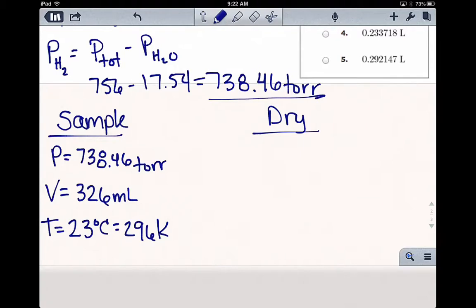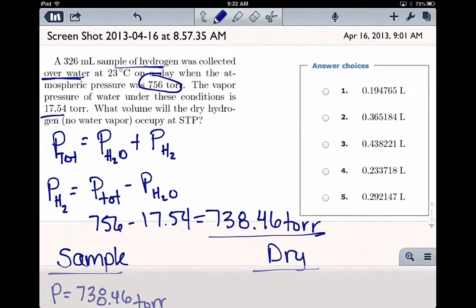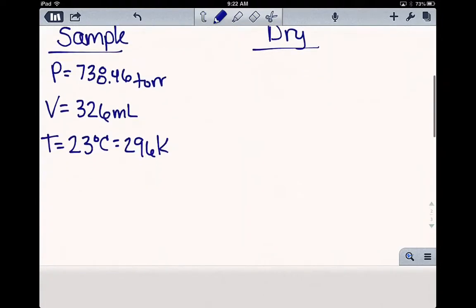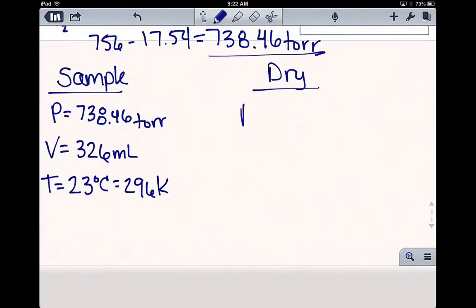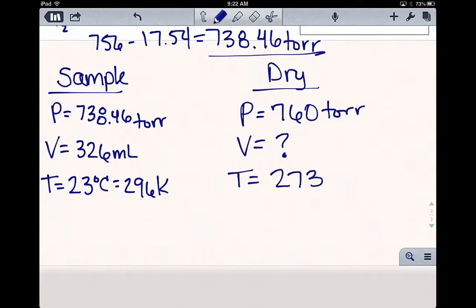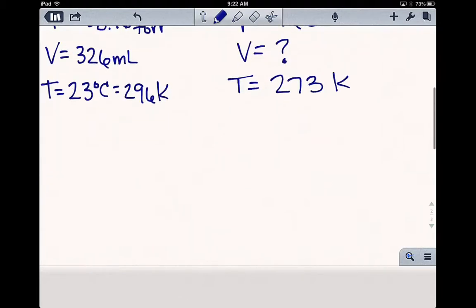Okay, and so now we need to label what we know about our dry sample. Well, we know a lot about our dry sample because it tells us it's at STP. So we know pressure at STP is 760 torr, and we're looking for volume, that's our question, our X, and standard temperature is 273 Kelvin. So now at this point you can use the combined gas law, P1V1 over T1 equals P2V2 over T2, plug everything in.